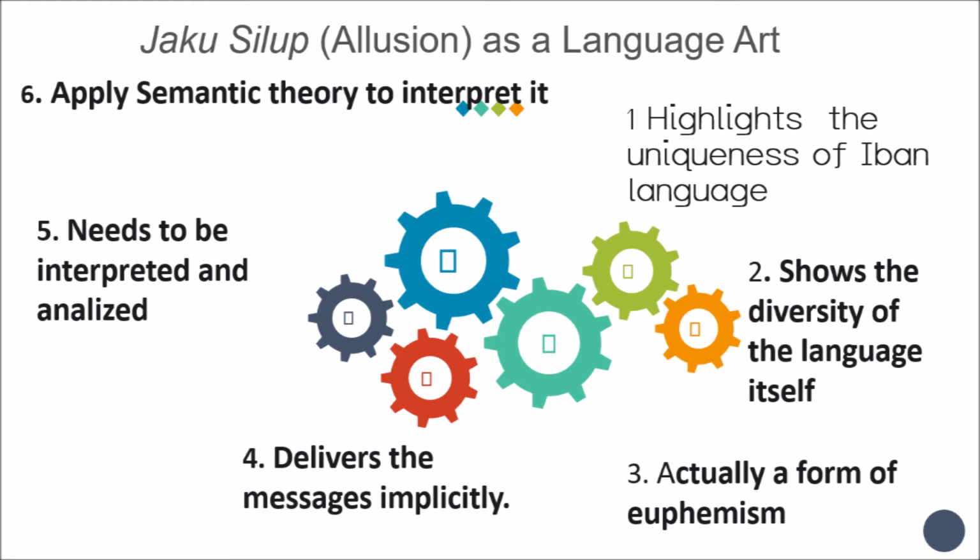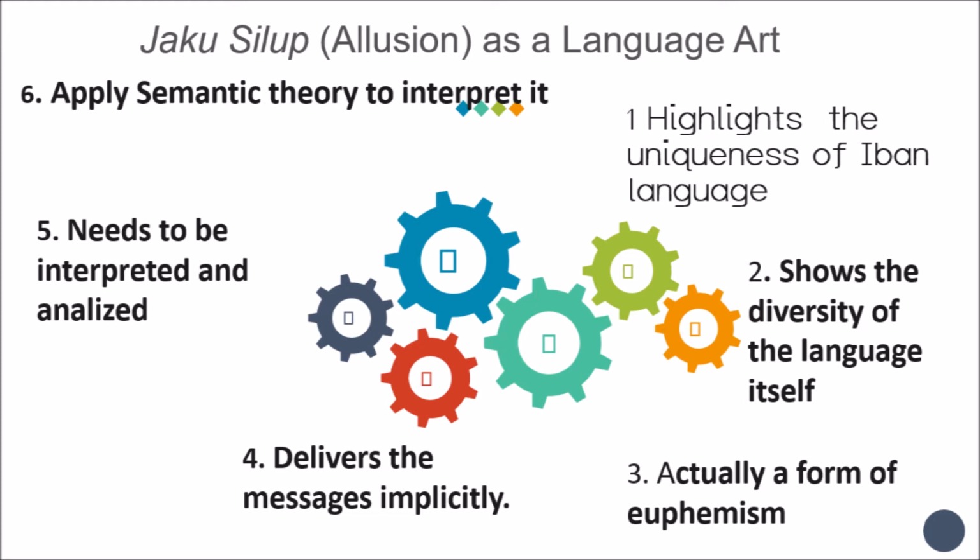So instead, we will say that the baby is not heavy, right? The baby is not heavy, and we call it payat. Payat is bitter in English, right? So these are the things that we need to know about the Iban allusion, because it delivers the message implicitly. And then it needs to be interpreted and analyzed.